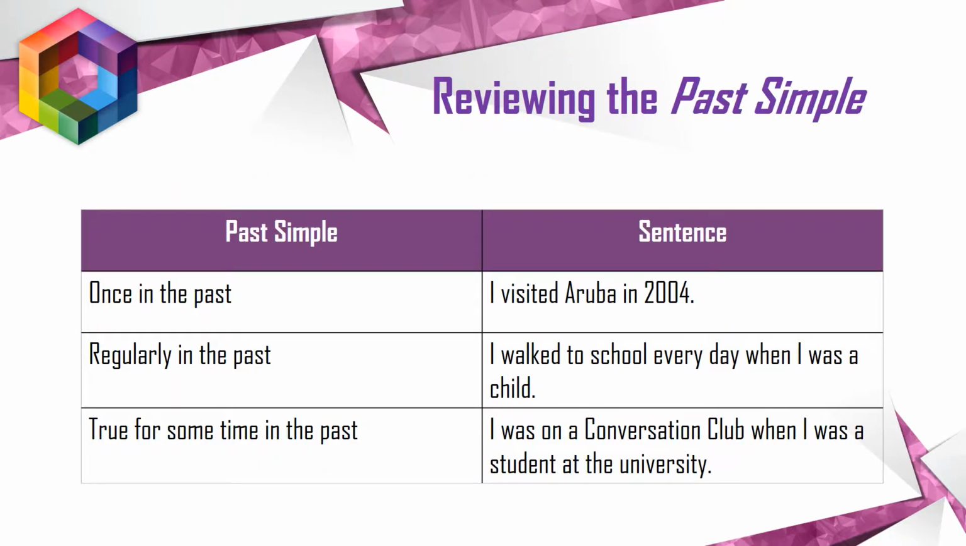The past simple is formed by adding ed to a regular verb or using the simple past form of an irregular verb. The past simple is used to talk about actions in the past that are now over. It can be used to talk about something that happened just once, many times, or regularly in the past.